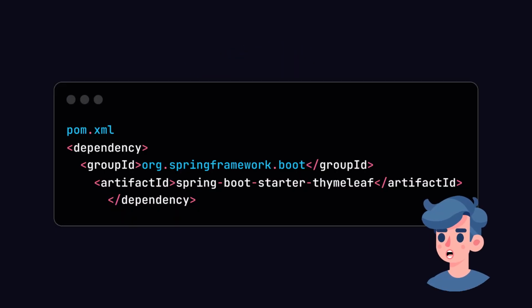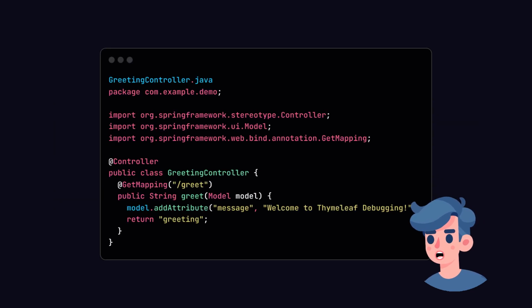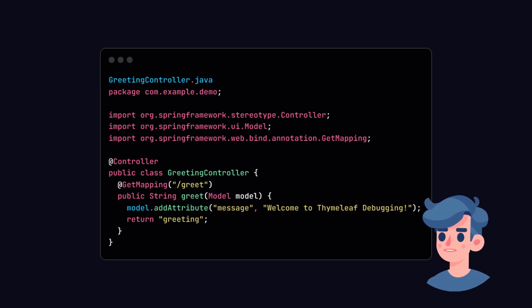Now, we will set up a simple Thymeleaf application to demonstrate debugging techniques. If you're following along, ensure you have a Spring Boot application set up with the Thymeleaf dependency included in your Maven or Gradle file. Let's create a basic controller. We'll have a simple endpoint that returns a Thymeleaf template as a response. I'll create a controller class named GreetingController in the package com.example.demo.